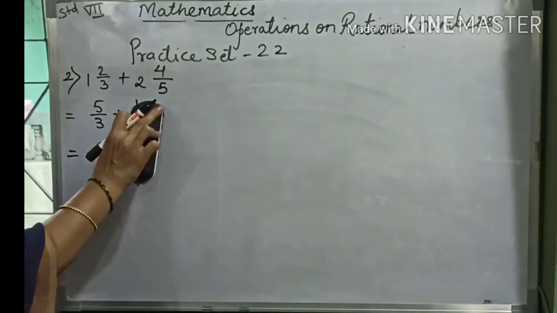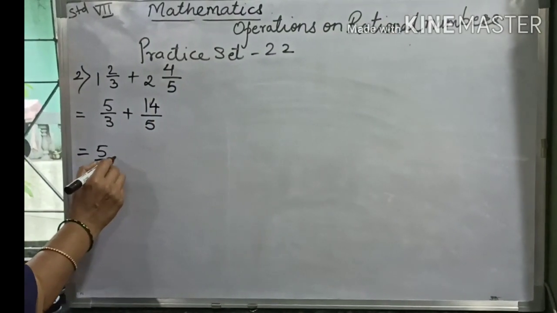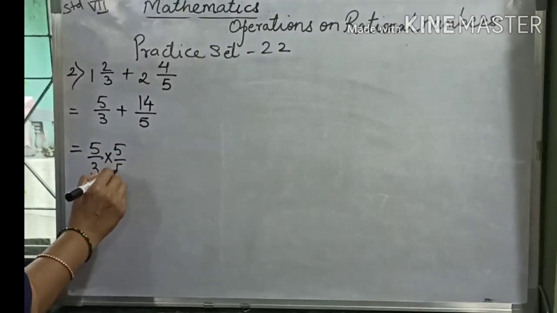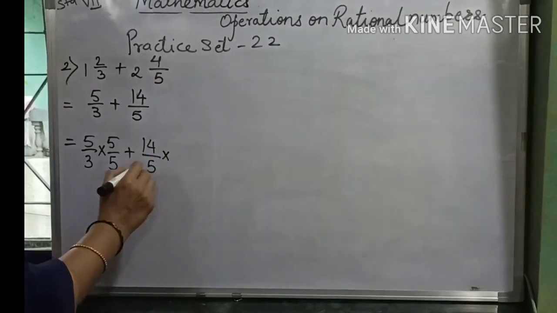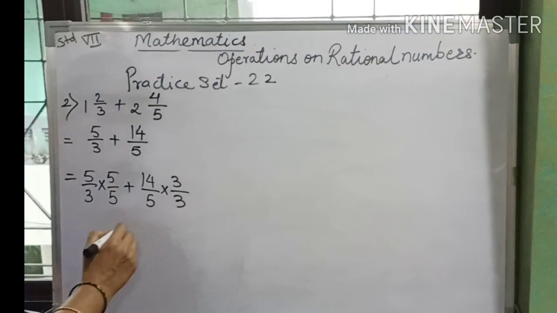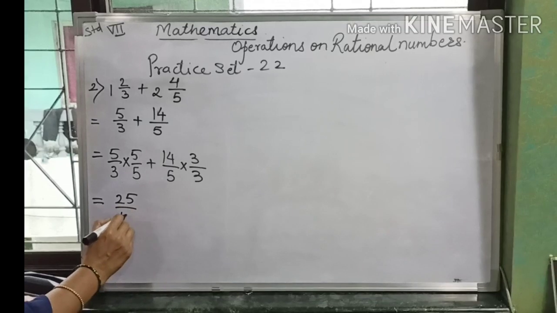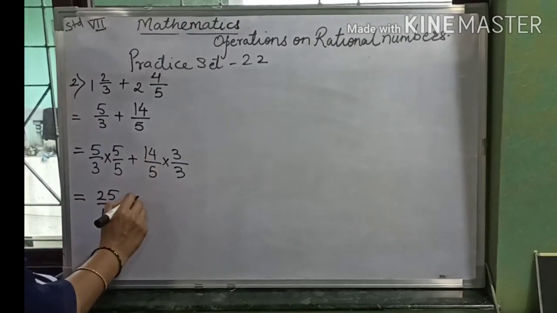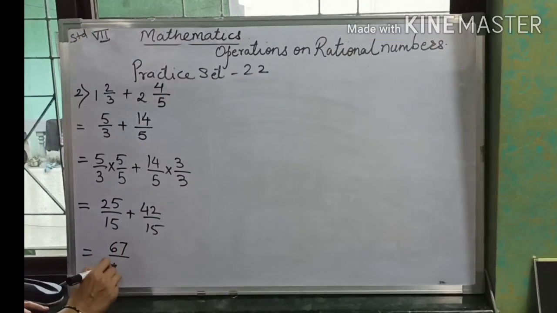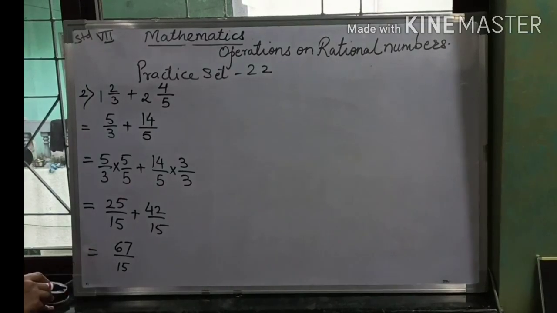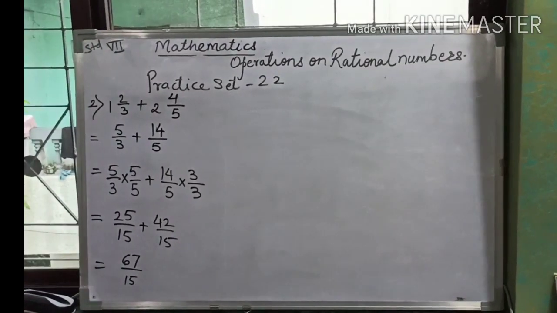Here it should be 14. So 5 upon 3 we will multiply it by 5 plus 14 upon 5. To make the denominator 15 we will multiply by 3. So do the multiplication. 25 upon 15 plus 42 upon 15. The answer comes 67 upon 15. Further we cannot reduce because 67 is a prime number. Now we will move to the second question.